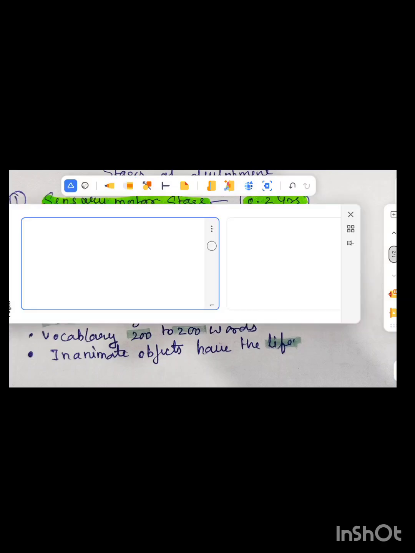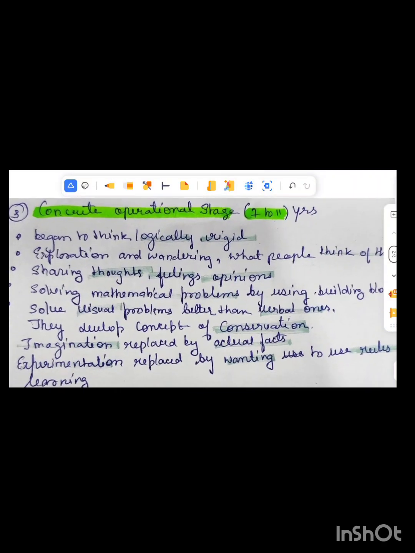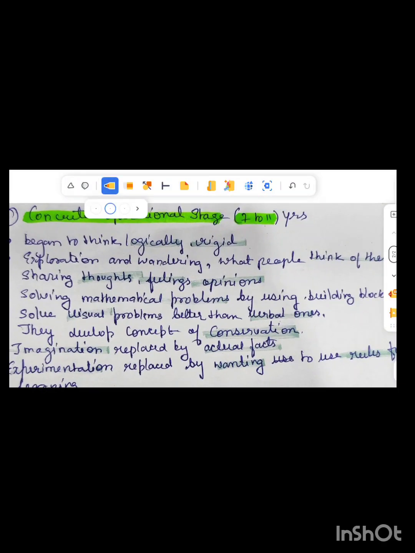Now coming to the next stage, the concrete operational stage. This is a very important stage. Most of the questions come from here itself. The age group is 7 to 11 years. The child begins to think logically, and the thinking will be rigid, not so flexible. The child starts to rely on his own thinking. Next is the exploration and wondering what people think of him in society. He starts to become self-aware. In this stage, he shares thoughts, feelings and opinions.